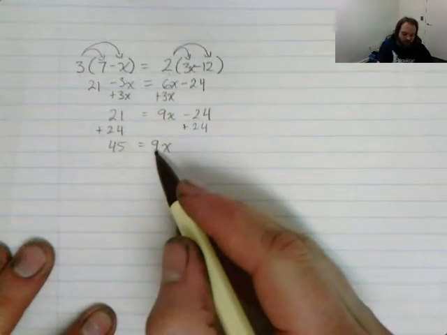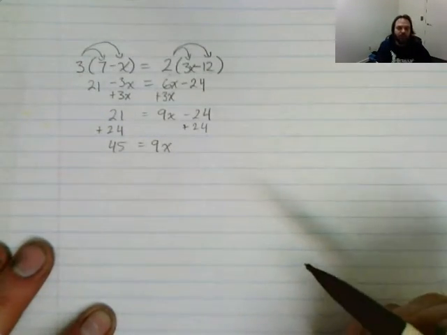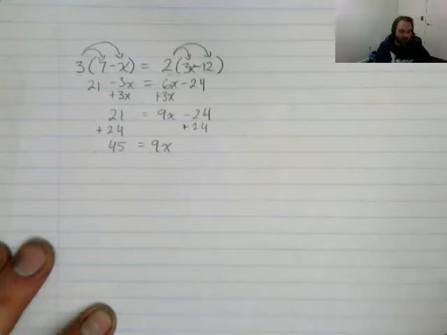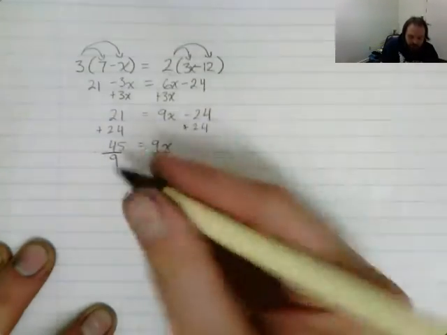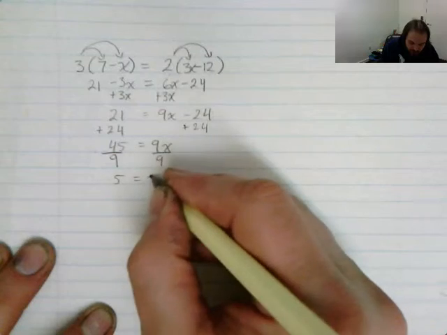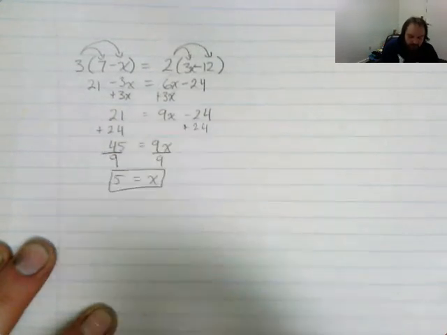Now if I have 9 of something is equal to 45, or 9, I don't know, popsicles is equal to $45, well, what is going to be the value of the popsicle? Well, we would divide this by 9 and divide that by 9. So I end up with 5 is equal to x. And that is my final solution.